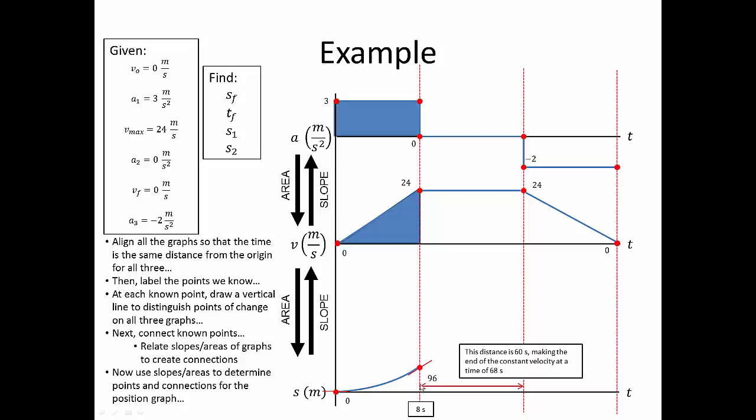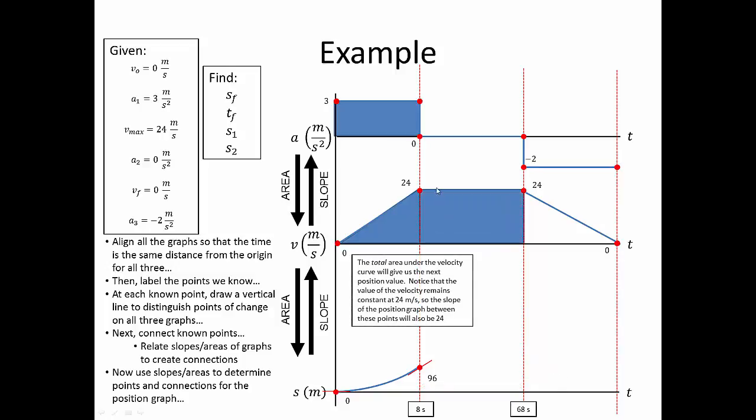Next, the distance from our 8-second point to the end of our constant velocity phase is 60 seconds, making the end of the constant velocity phase end at a total time of 68 seconds. So we'll go ahead and put that time in there for the total time. The total area under the velocity curve will give us the next value for our position.